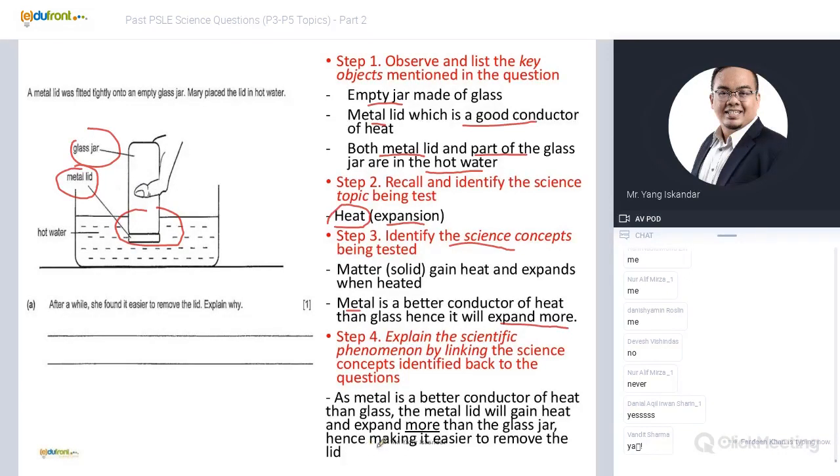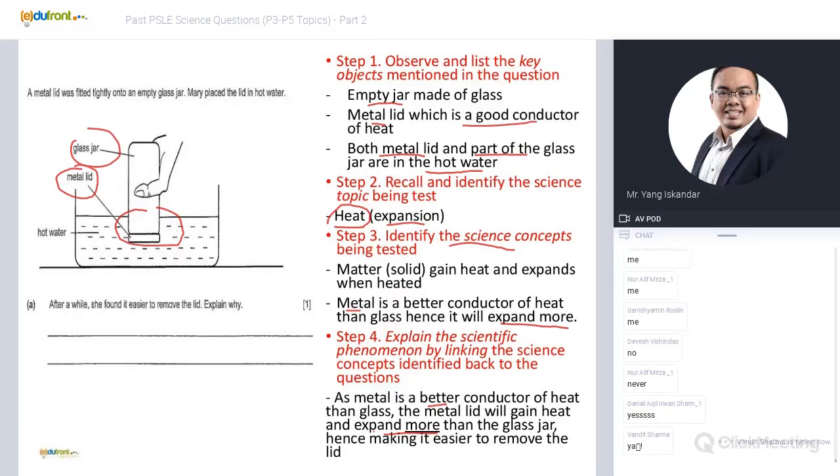This is a tricky part. It seems easy, and many students are confident, but then they get 0 marks. You don't want that to happen to you. So as metal is a better conductor of heat, remember comparing here, the metal lid will gain heat and expand more than the glass jar, hence making it easier to remove the lid. Okay, class? Very good.